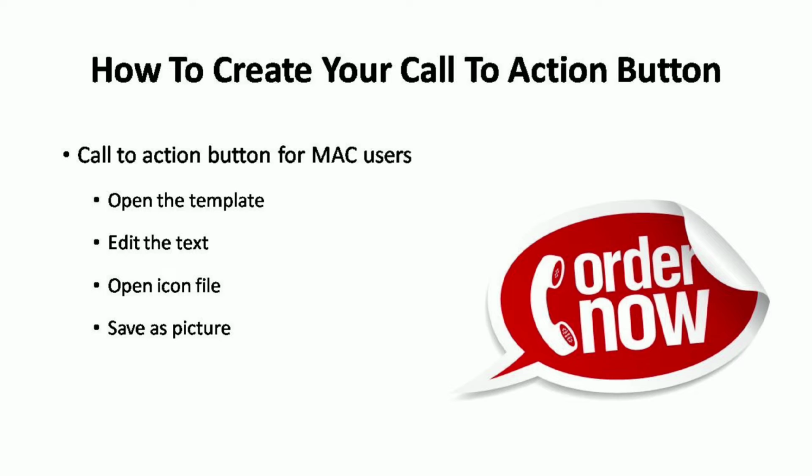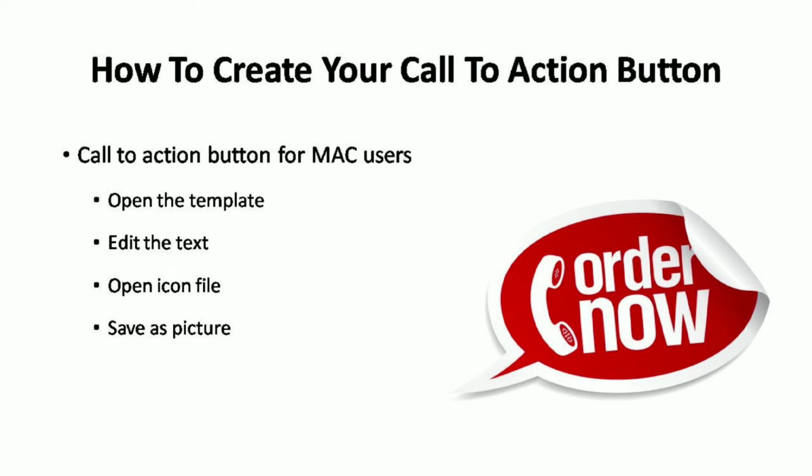Now, open the appropriate icon file in PowerPoint and find an icon that relates to your content. Then, copy and paste the icon into your CTA in the template. If the icon is positioned over the text, all you need to do is select the icon and then choose Arrange and click on the Send to Back option.